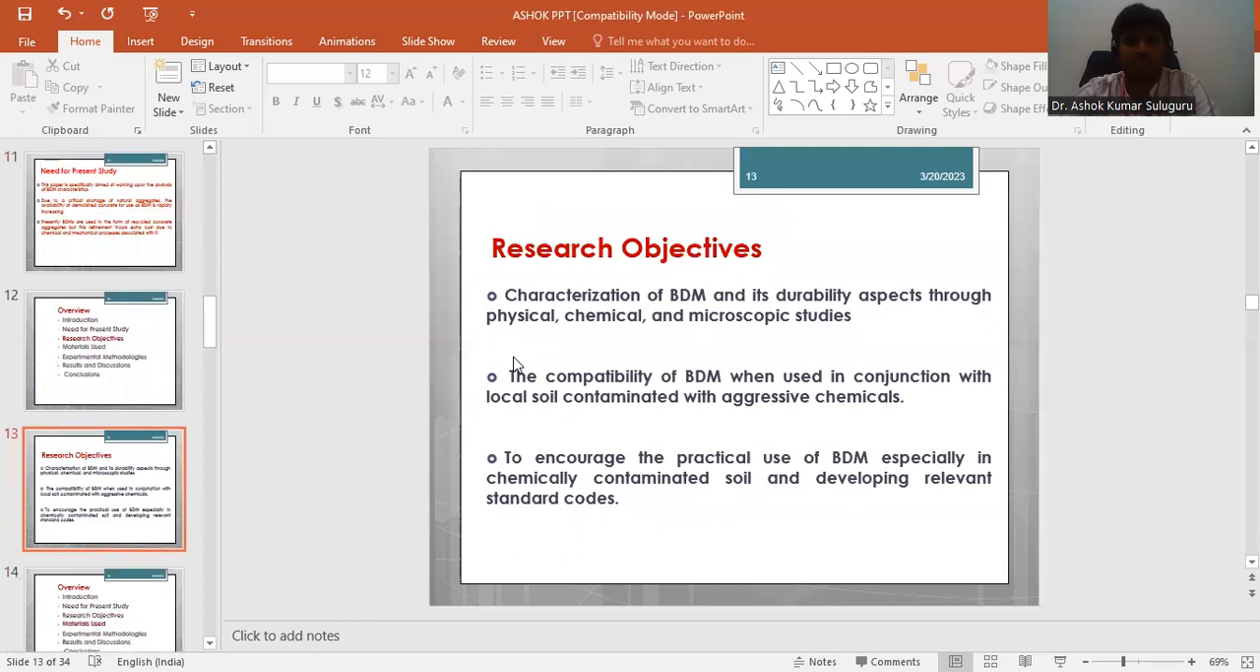The main objectives of this present study are: first, we are characterizing the BDM through physical, chemical, and microscopic studies. Then we are trying to use these building derived materials in conjunction with soil. We are very much interested in studying the soil properties when we mix the BDM into it. Later on, if we get satisfactory results, we can encourage the use of these materials in partial replacement of soil.